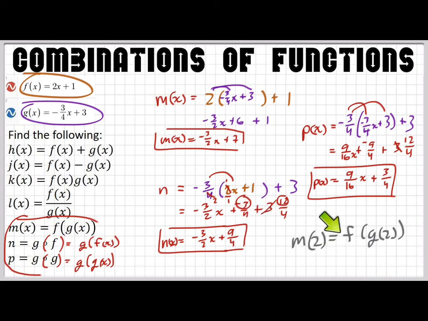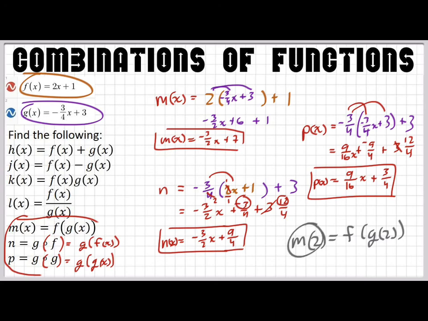Now, you can do this two ways. You can either, one, find out what M is first and then plug the 2 into it. Or you could plug 2 into the G function, get your answer, and then take that answer and plug it into the F function. So you plug 2 into here first, and then you plug it into this, and you get your answer. Does that make sense?